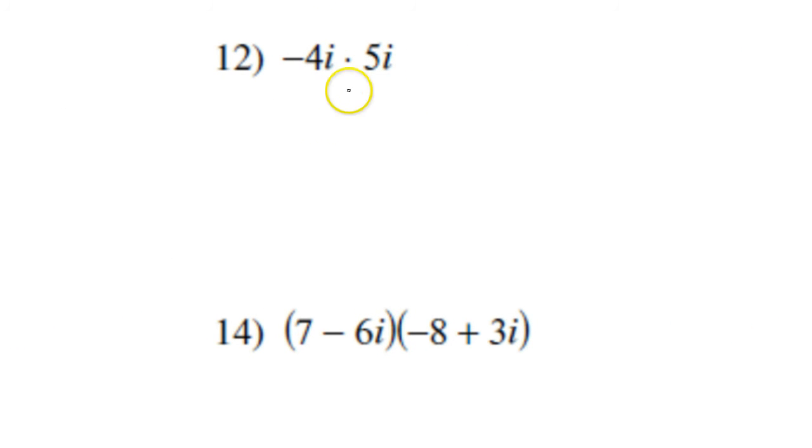Alright, here, negative 4 times 5 is negative 20. i times i is i squared. But i squared is negative 1. So this will change this to a positive 20.